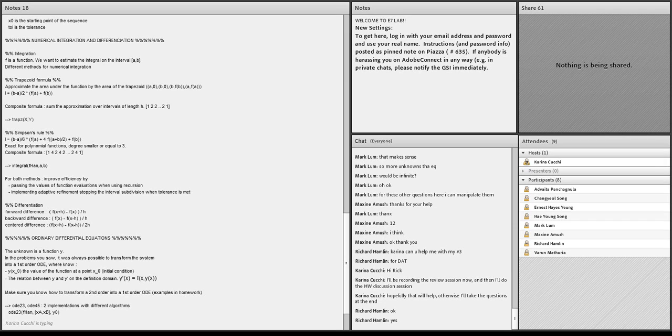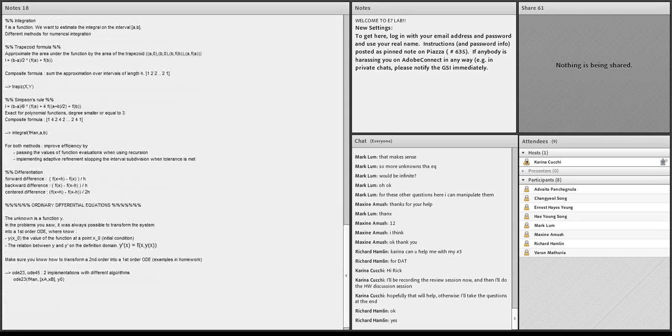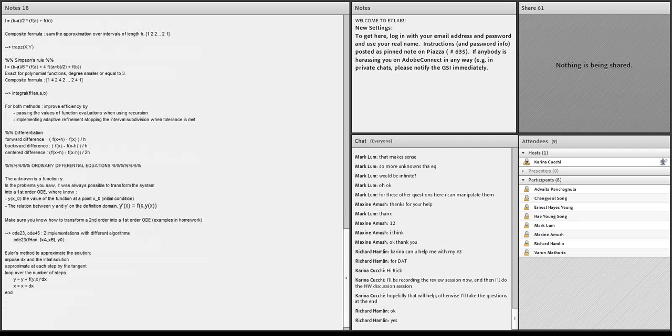And you also saw one method to approximate the solution of an ordinary differential equation, and this is Euler's method. In Euler's method, you impose a step for x, and you know the initial condition. And at each step, you approximate the value of the function by the value of the tangent.